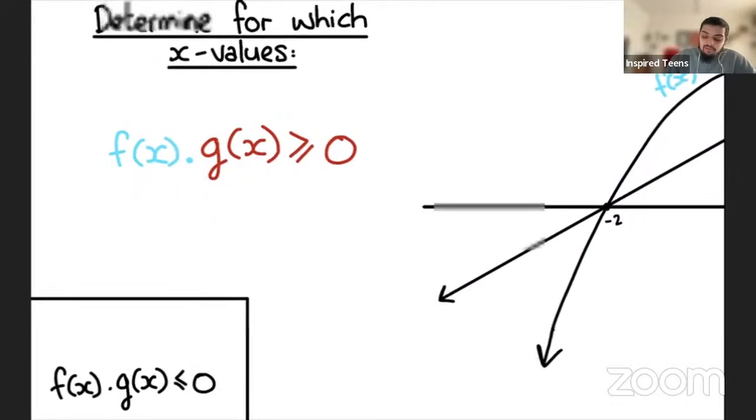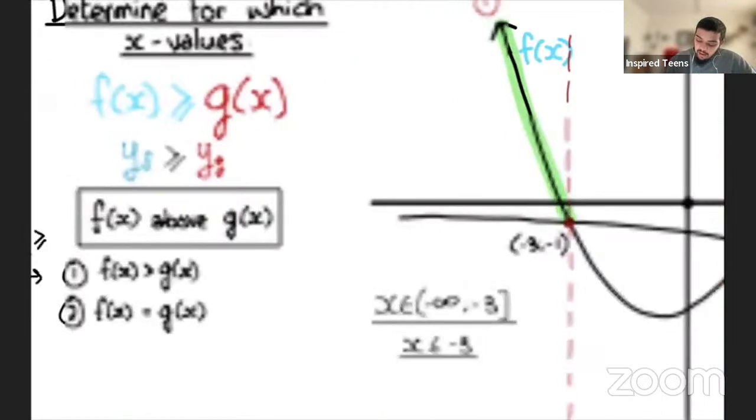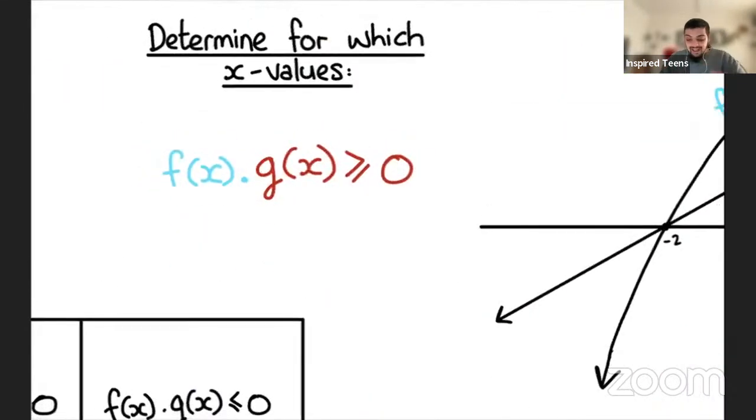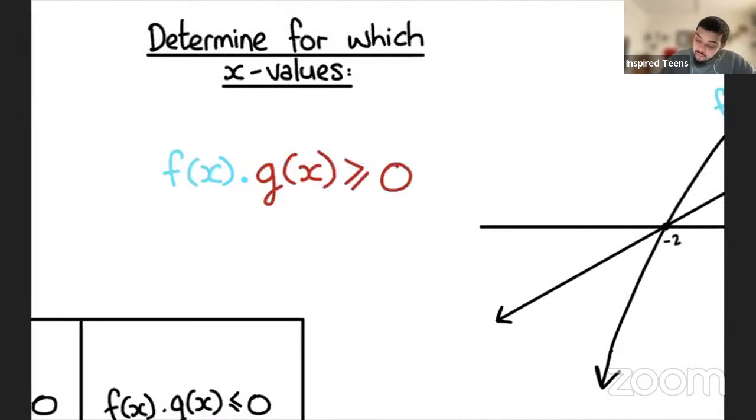Okay, so when we say f of x times g of x to give us greater than or equal to 0, we have to understand the first concept that we discussed, anything being greater than 0 when you multiply two numbers. So you can either multiply a positive with a positive or a negative with a negative. Both of these combinations are going to give you a positive or greater than 0.